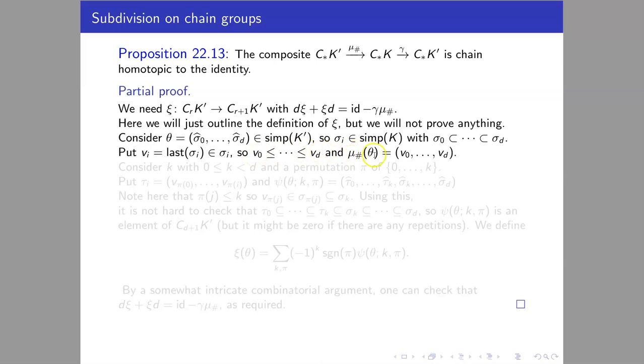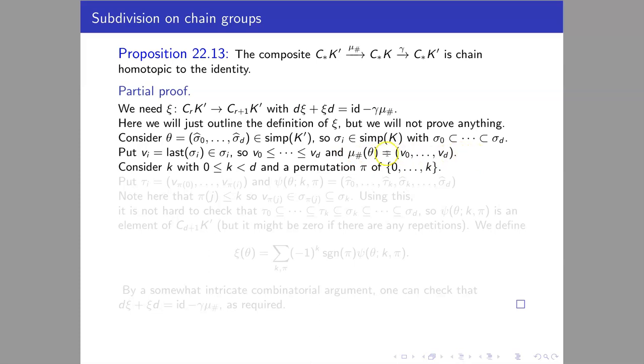And mu hash sigma, remember the way mu hash works, we just apply mu to each of the sigma i hats in theta, and so that just gives us v0 up to vd. That might be 0 if there are any repetitions here, or it might be non-zero. Okay, we can only assume that these vi's are weakly increasing. They might not be strictly increasing. If there are any repetitions, then this mu hash theta will be 0.